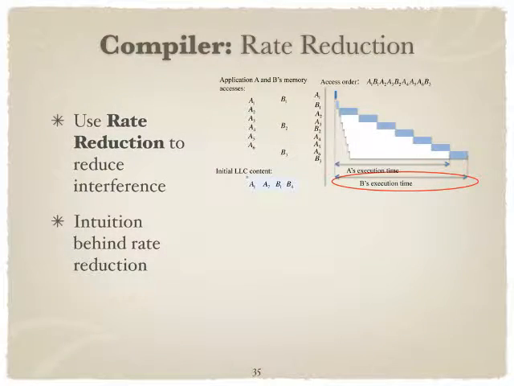So that's the profiler. Let's take a look at the compiler. The intuition behind the compiler is we use rate reduction to reduce the contentious nature of a contentious region. So we basically reduce the memory request rate of those regions. And here's an illustrative example to show the intuition behind why, when you reduce the memory request rate, you reduce the contentious nature of the application.